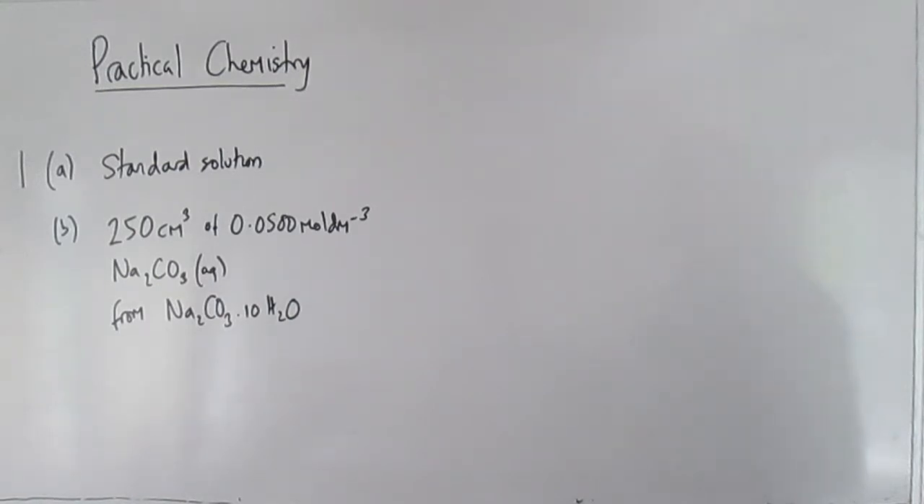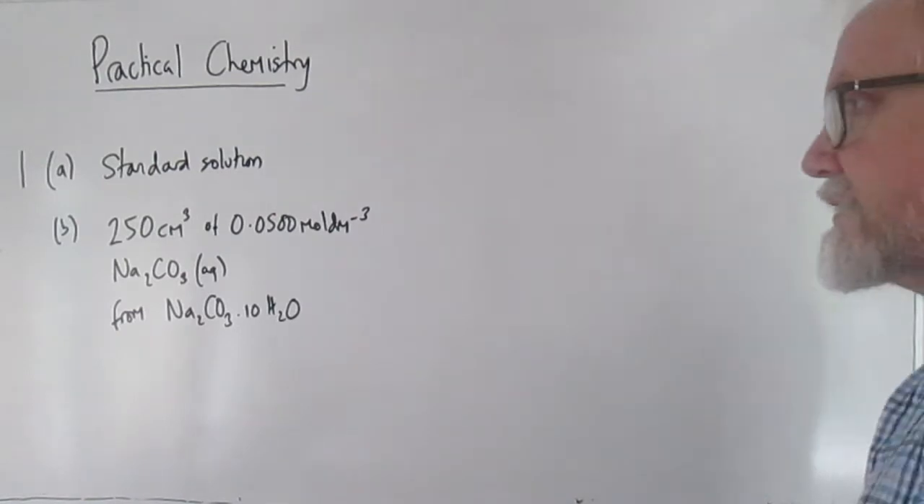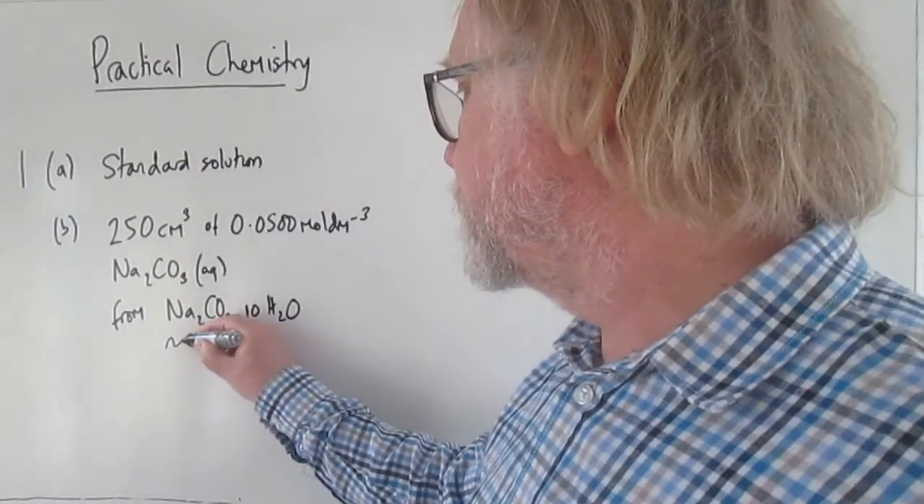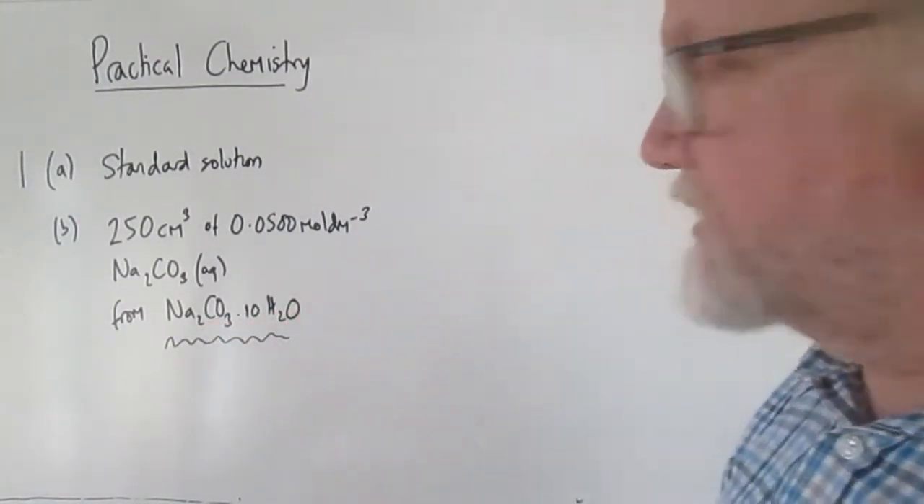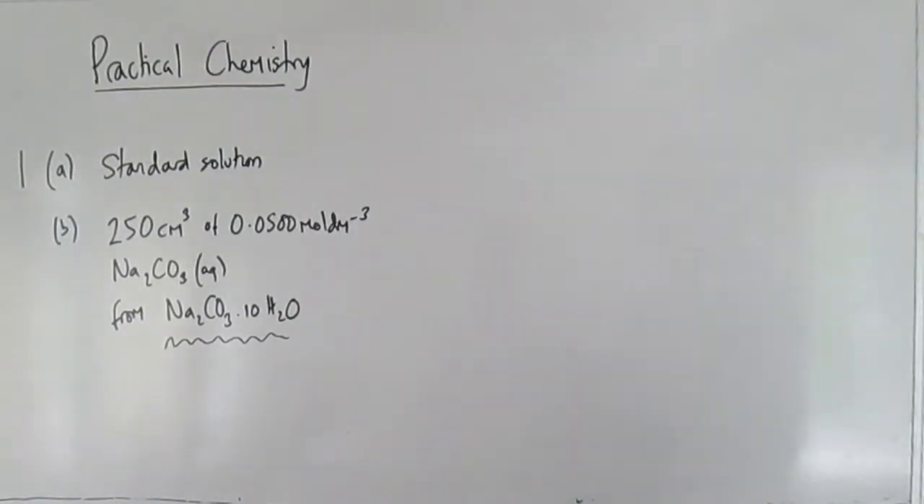So B asks you how you would actually make 250 cm cubed of this standard sodium carbonate solution. So the first thing is you have to calculate the amount of sodium carbonate that you'd need, and the nasty little twist here is that what you were given was hydrated sodium carbonate. Actually, that's a very common thing for a lot of chemicals. They normally occur as the hydrated form, and so this isn't just a peculiarly perverse question. It's a real common situation, and so it does come up in exams.